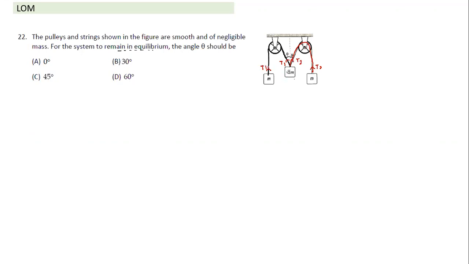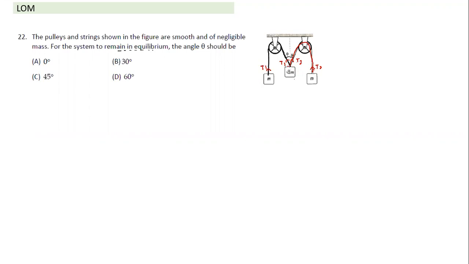Can you tell me what the value of T1 will be? How much is the tension T1 here? Mg, because this is in equilibrium. So this one is equal to Mg, and it's also equal to Mg. T1 is equal to T2. So the tension in the string is equal to Mg.